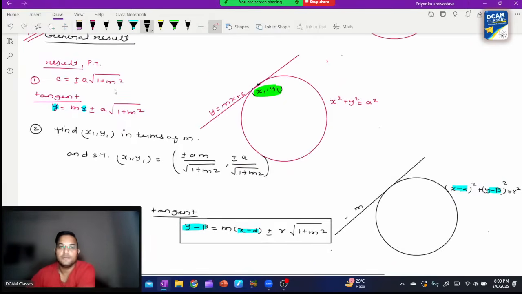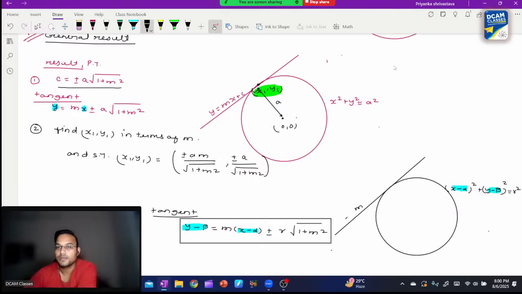See, this one you will be able to prove very easily. C is equal to this. How? Because the center is 0, 0. You already know this radius is a, right? Length of perpendicular will be your a.